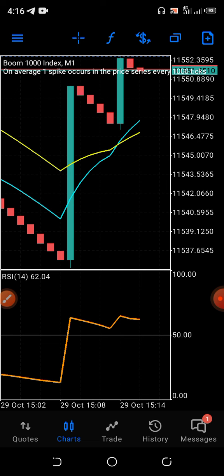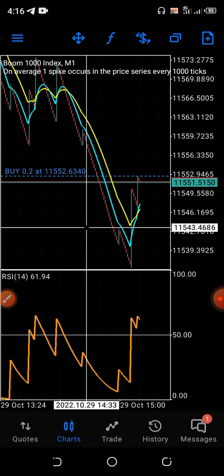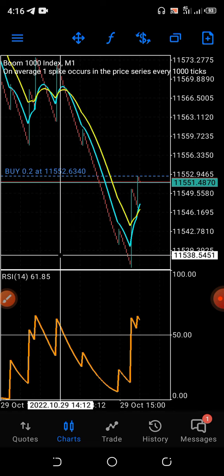You can use it with your smaller size. Once you go to your higher time frame and you confirm it, now look at this. Let's assume you want to do your scalping. When it crossed here, what happened?